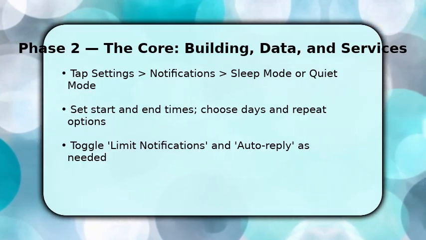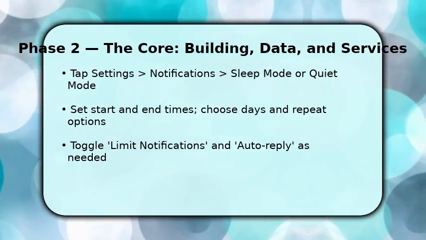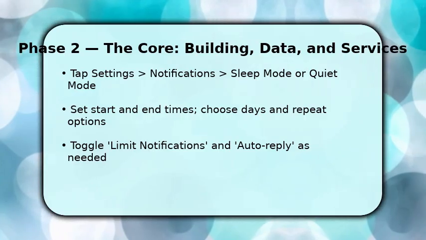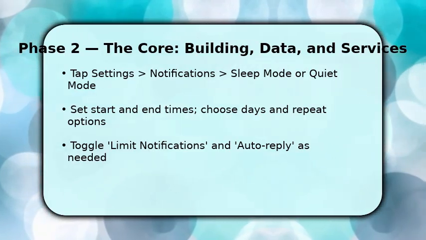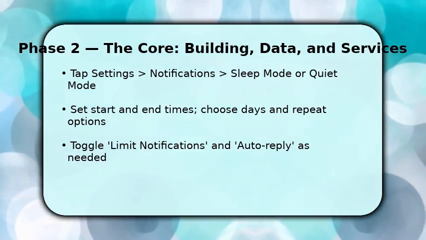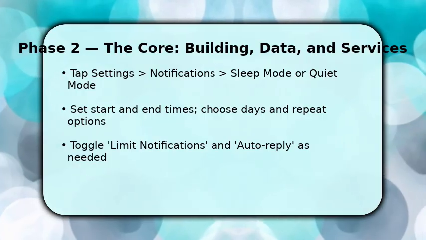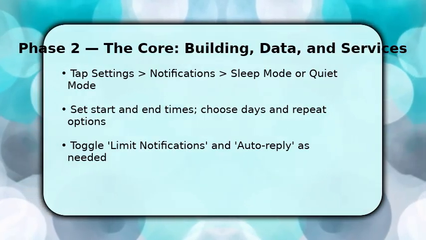Toggle Limit Notifications onto Silence Alerts and consider Auto Reply for DMs. Make sure you save changes or exit with confirmation. That ensures the app registers the new schedule and behaves predictably when the window arrives.